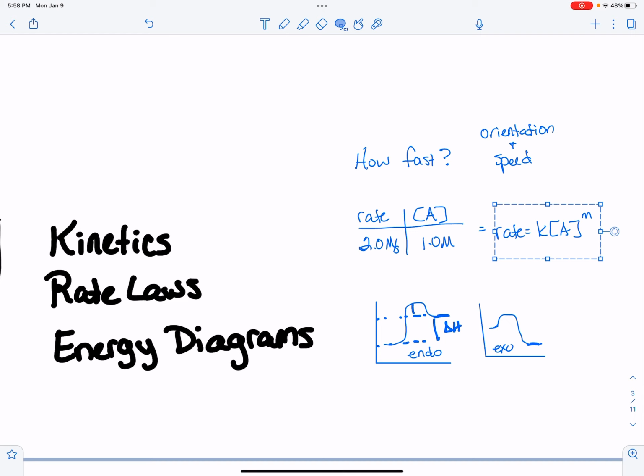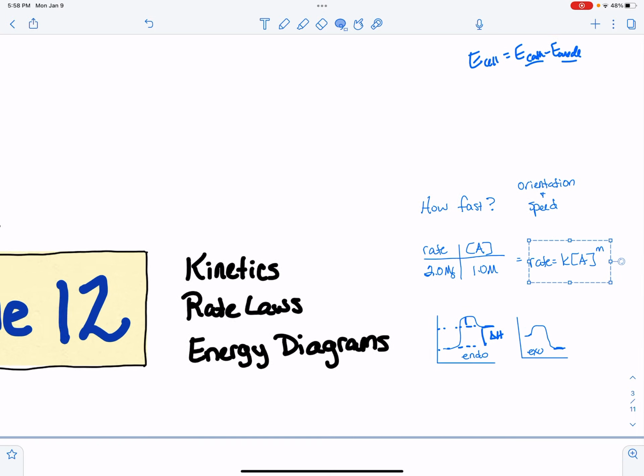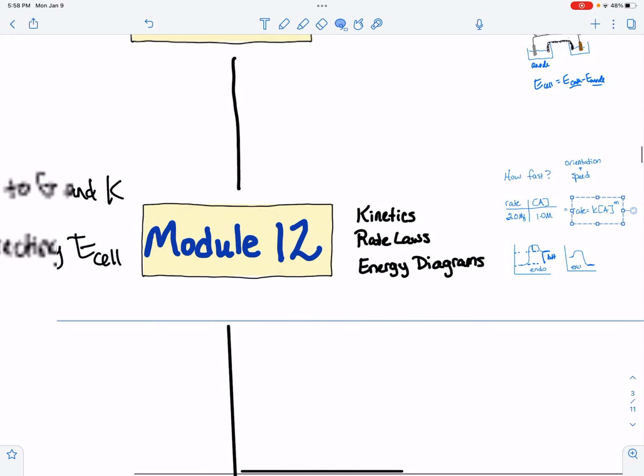So this one's kind of not exactly really just an equation. It's kind of like you have a generic and you're going to figure out the exact equation for the exact table information that you're given. But that's the rate laws and the energy diagrams and the kinetics.